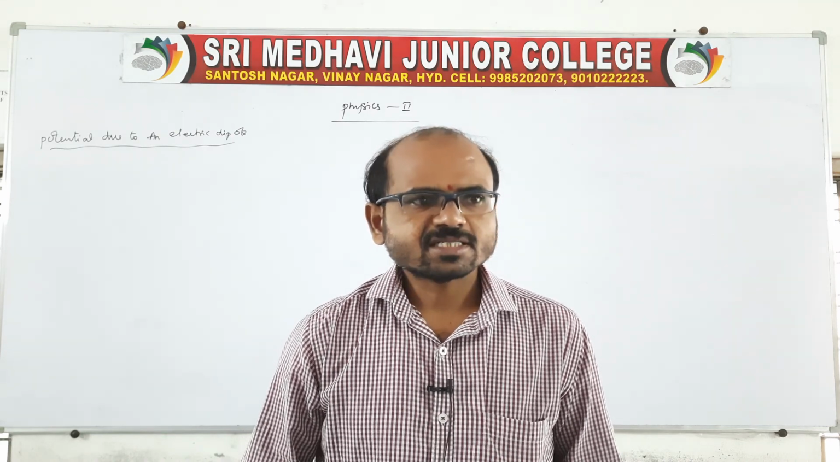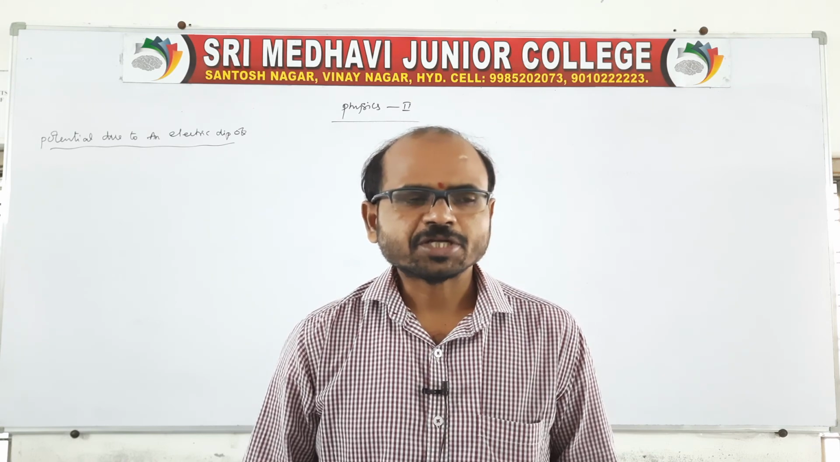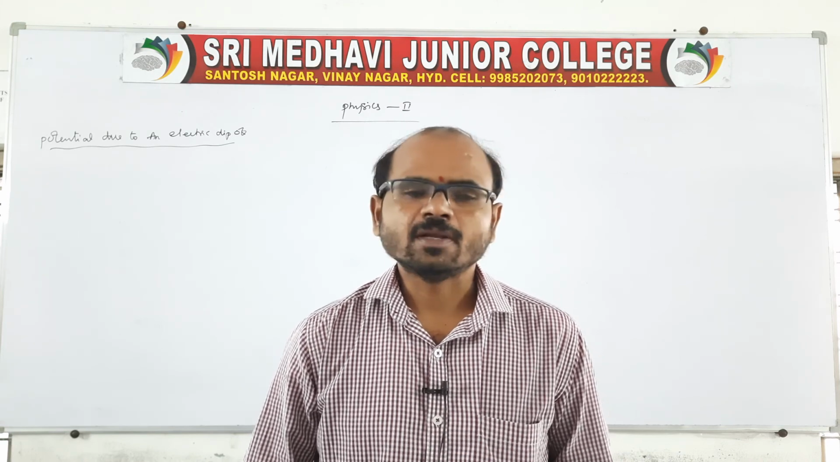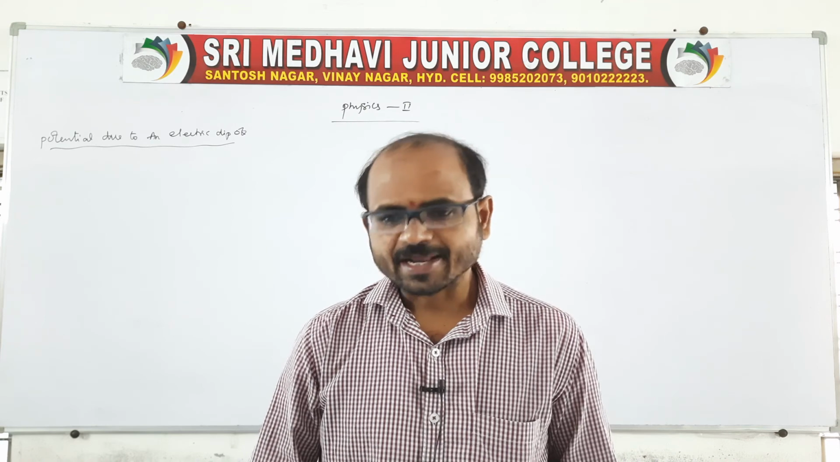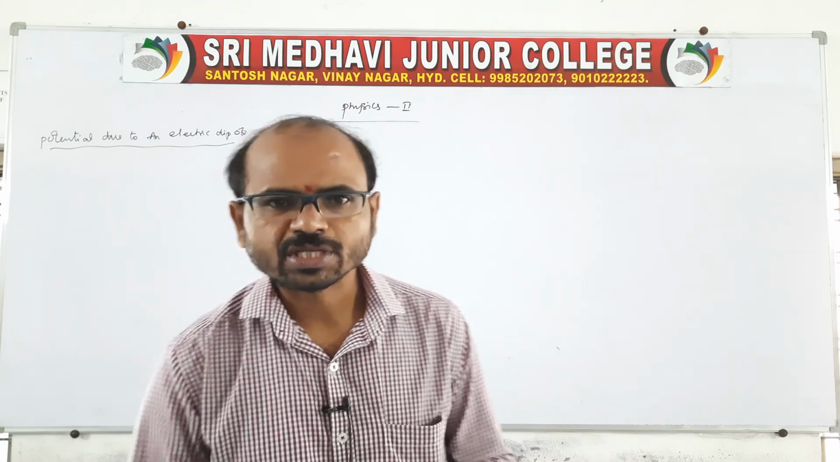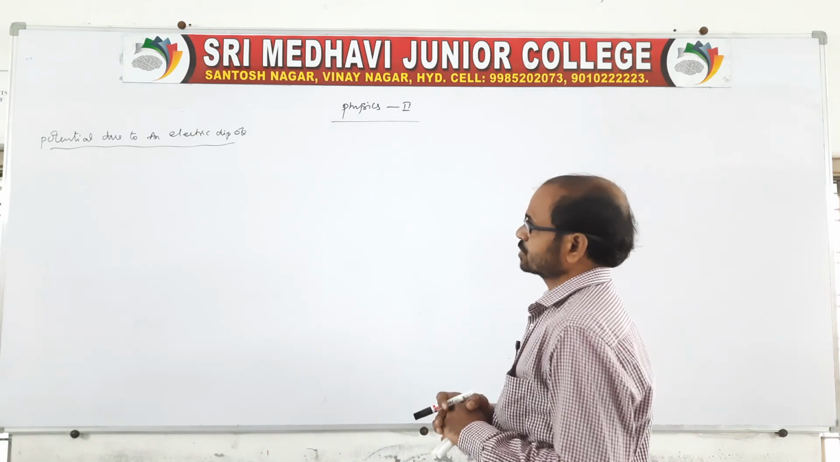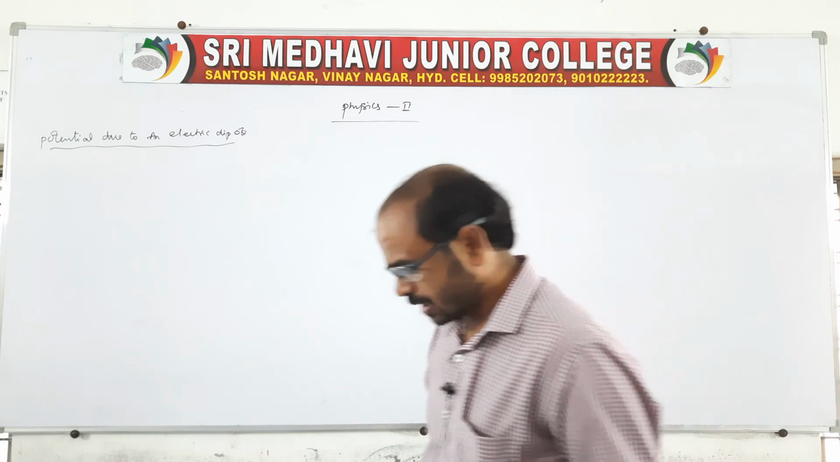In the previous class we finished potential due to a point charge, where the electric potential V is equal to 1 by 4 pi epsilon naught Q by R. So the derivation due to a point charge is also finished. Now let us move into the next one, that is potential due to an electric dipole.